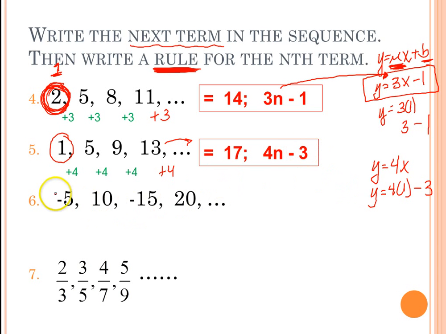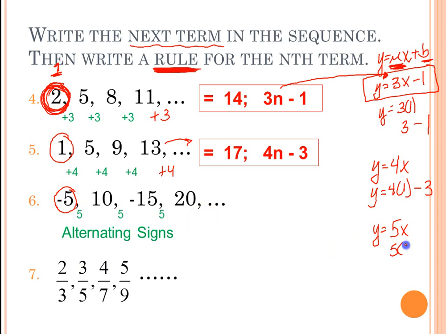Okay, the next one. Ignore the negative signs for a second. Just look at the numbers. 5, 10, 15, 20. So I'm going up by 5 with alternating signs. Okay, so let's think of that. Going up by 5, that's my slope, so 5x. Okay, and then think about my first term. My first term is 5.